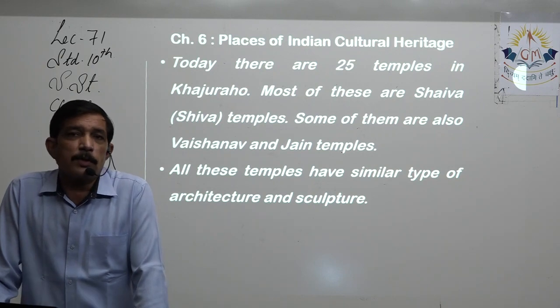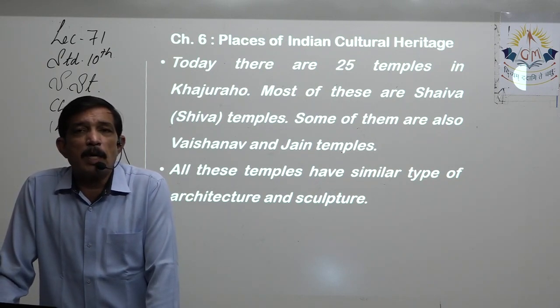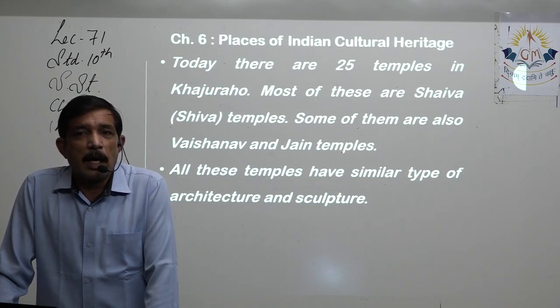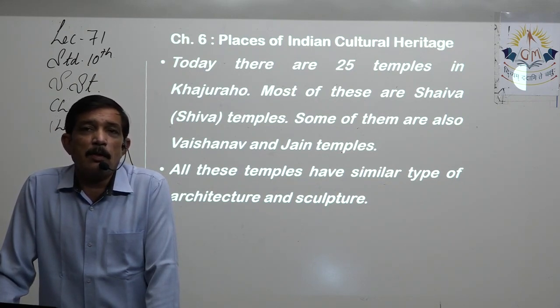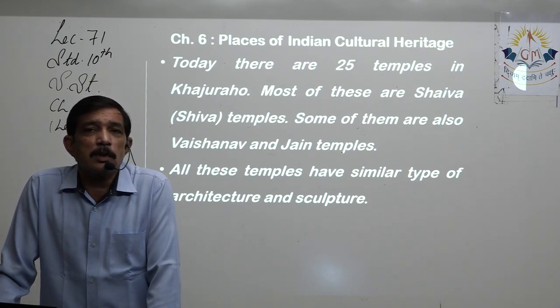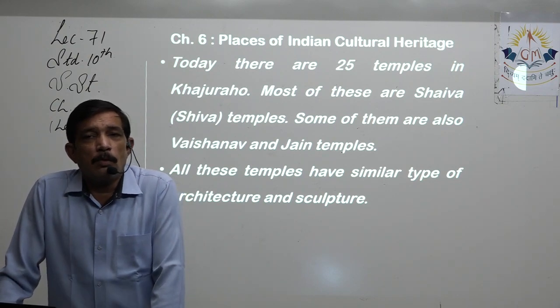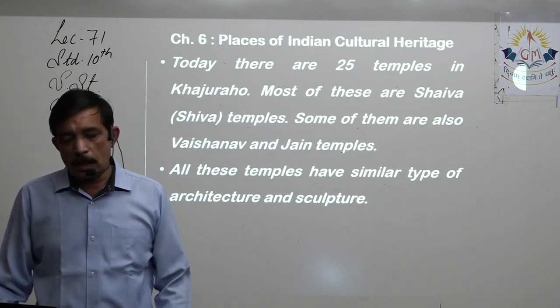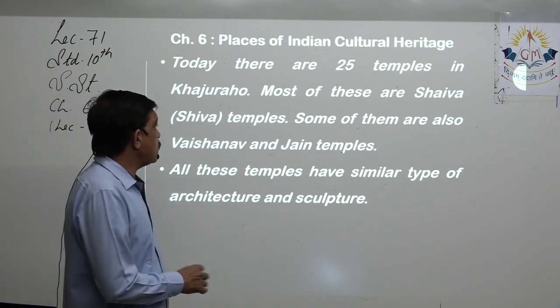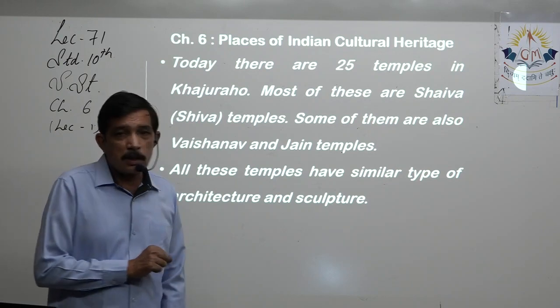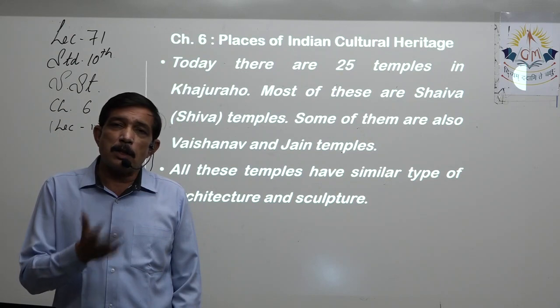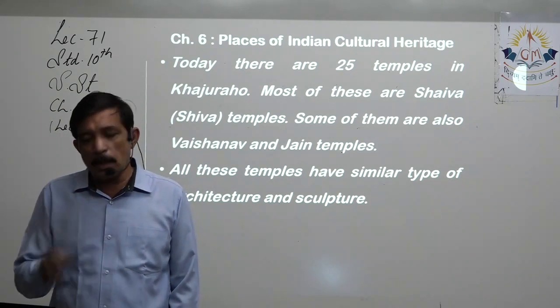So lots of temples get destroyed either by some other kings or even by climate and constant exposure to rain, winter, which causes lots of cracks in the stones, and many of them will be in dilapidated conditions, but 25 of them are still intact. Good one. All these temples have a similar type of architecture and sculpture, whether they are Jain temples, Vaishnav temples, or Hindu, that is Shiva temples, the sculpting work is nearly the same.